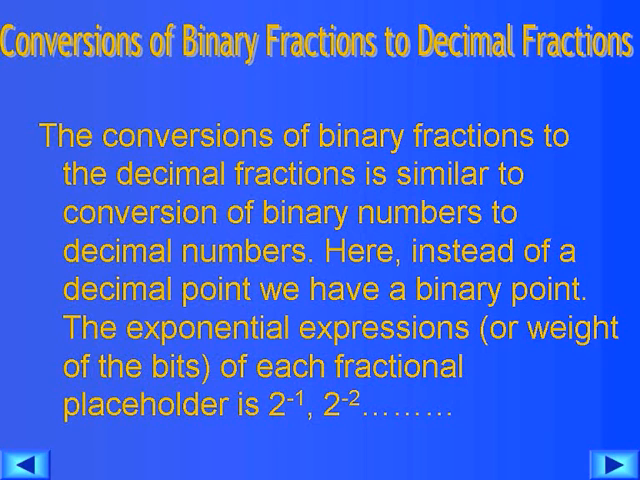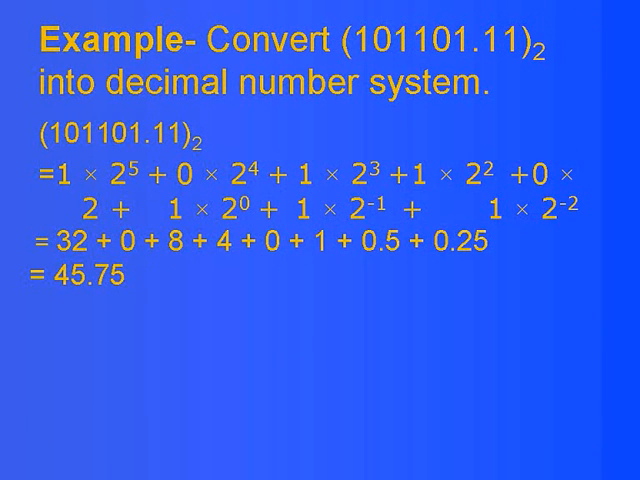The exponential expression of each fractional placeholder is 2 to the power minus 1, 2 to the power minus 2. So convert 101.11 into decimal number system. Here the first digit from the right hand side has a weight 2 to the power minus 2, then 2 to the power minus 1, 2 to the power 0, 2 to the power 1, 2 to the power 2, 2 to the power 3, 2 to the power 4, 2 to the power 5.